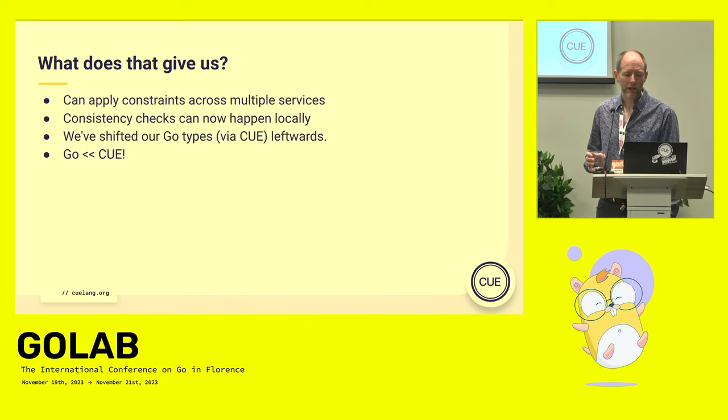It means we can easily apply constraints across multiple services. We can run local tests that check consistency in ways that wouldn't have been possible otherwise, implicitly shifting those Go types leftwards via Q all the way back to your local machine, hence the talk title.